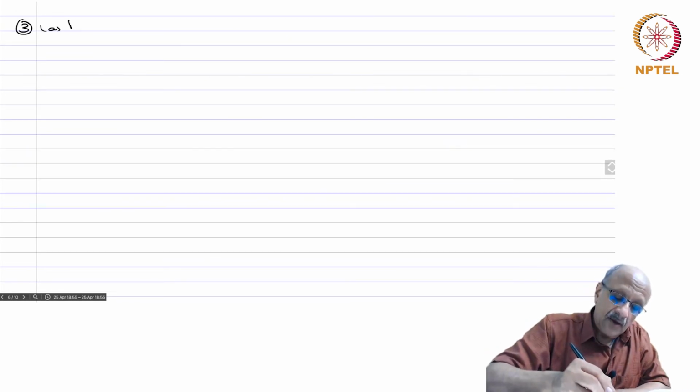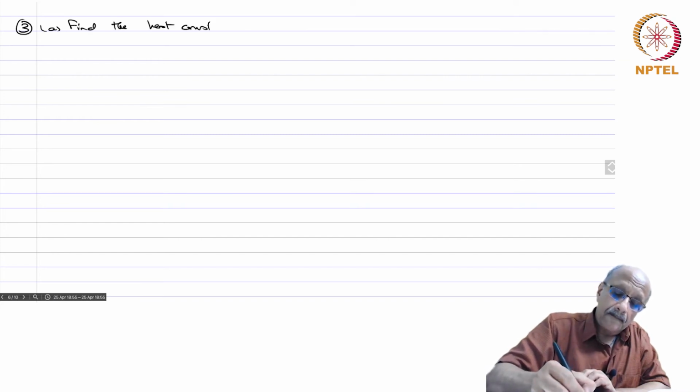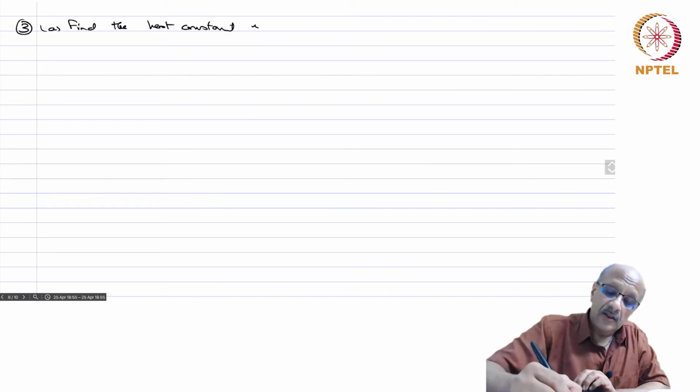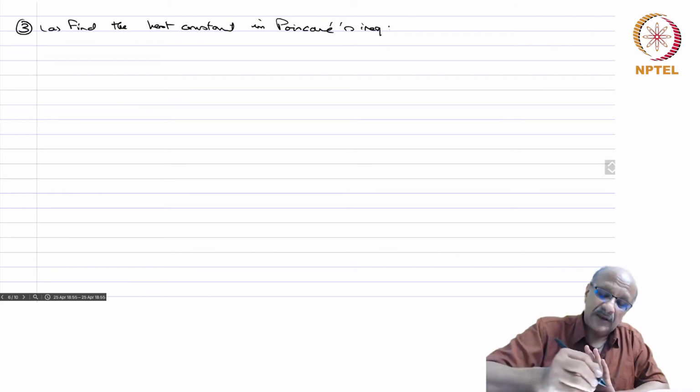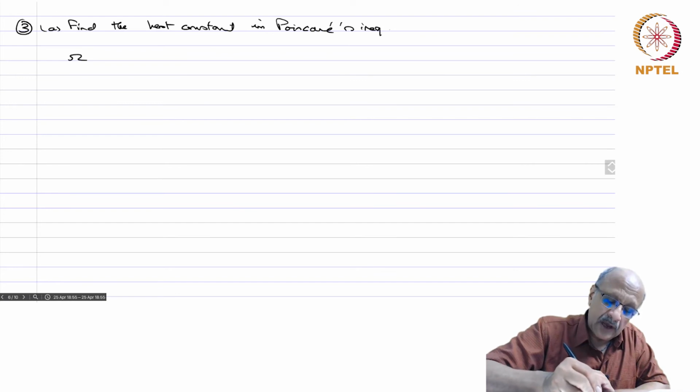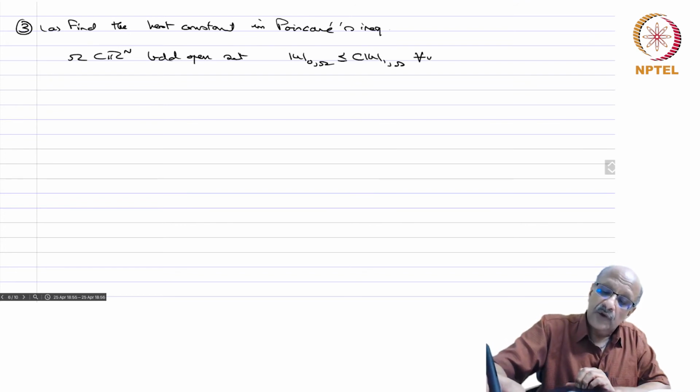A. Find the best constant in Poincaré's inequality. When we proved Poincaré's inequality, we got some constant based on the diameter of the set, but so Omega in R^n, bounded open set. So, you have the norm of u in L2 of Omega less than or equal to C times the norm of u in H1 of Omega for every u in H^1_0 of Omega. So, what is the best possible constant?